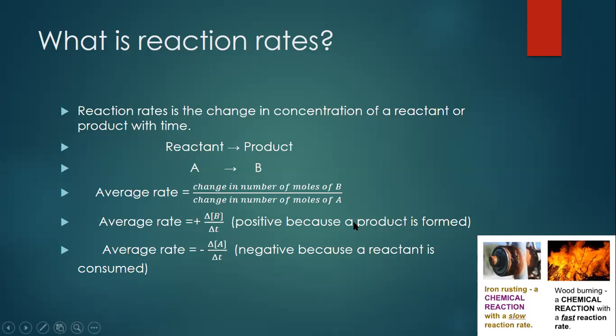There is an increase in the concentration, or the number of moles in a given solution, for B. And the average rate for the second one, that is A, the reactant, will be negative because a reactant is consumed. There will be a reduction in the reactant. Okay, so yeah, let's move to the next slide.